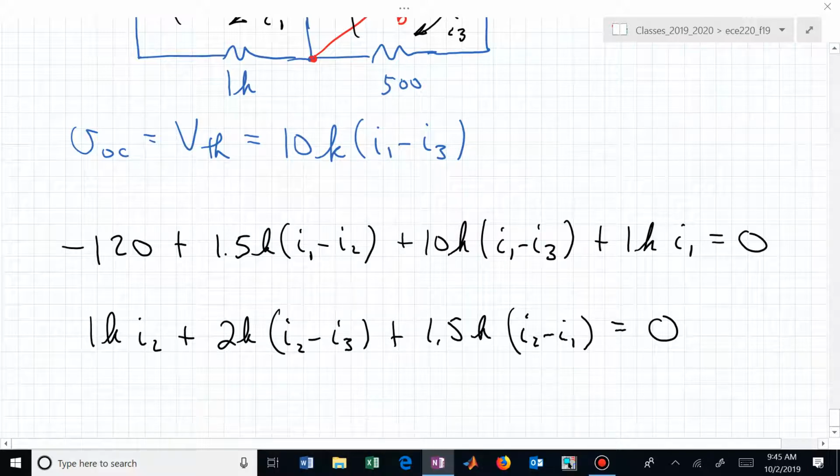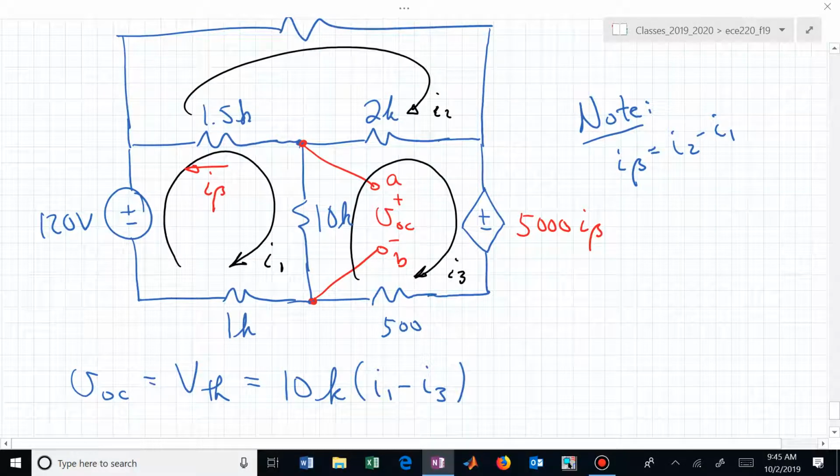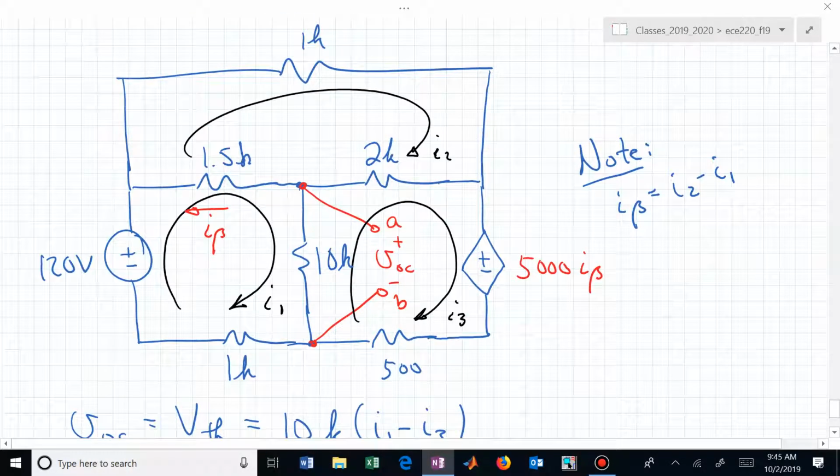Pardon? The question was, are we going to be using mesh more often than node voltage analysis? I'm not going to answer that. You can choose which one always works. Node voltage. So sometimes you can't use mesh. When can you not use mesh analysis? When can you not use mesh current analysis?